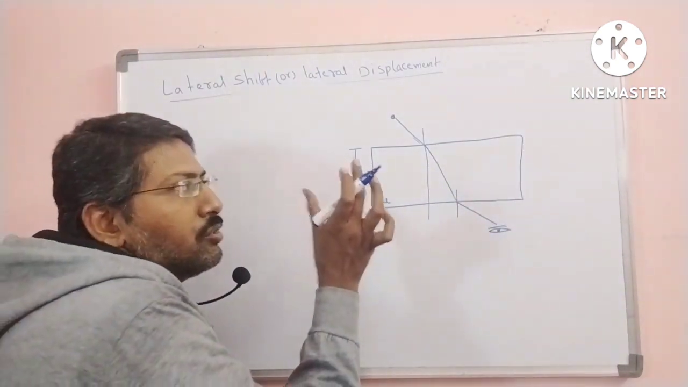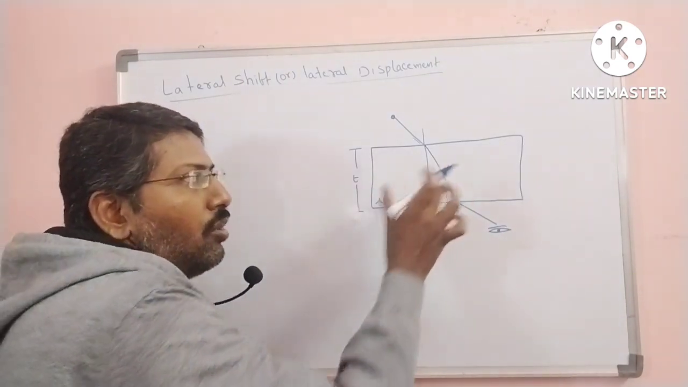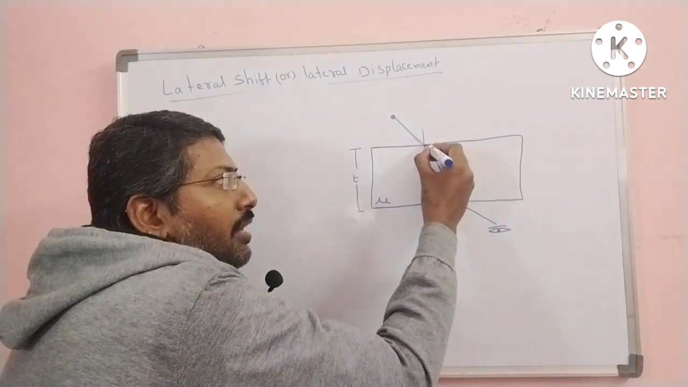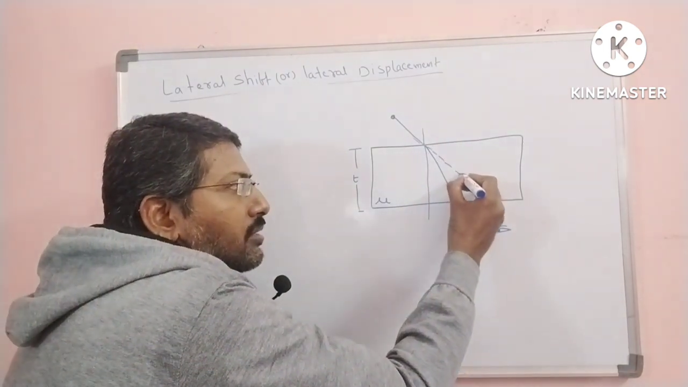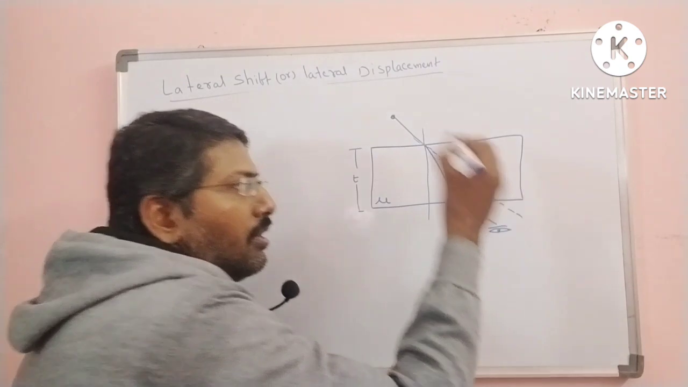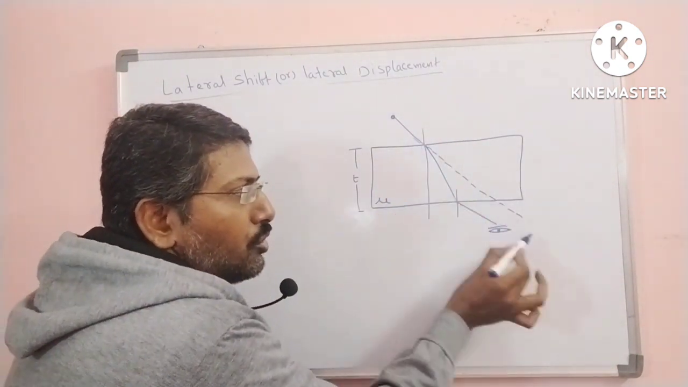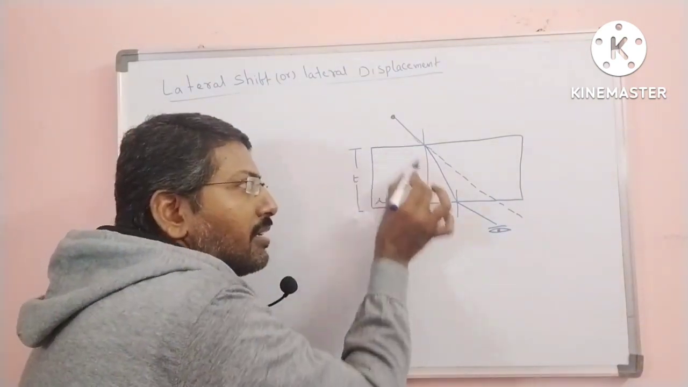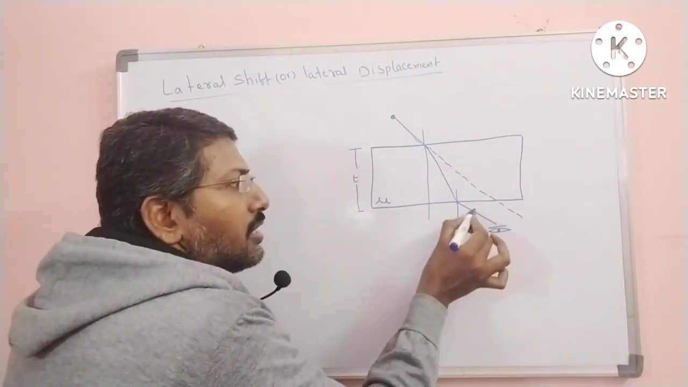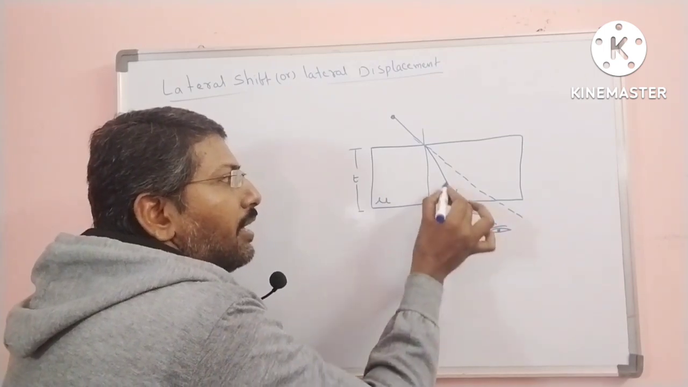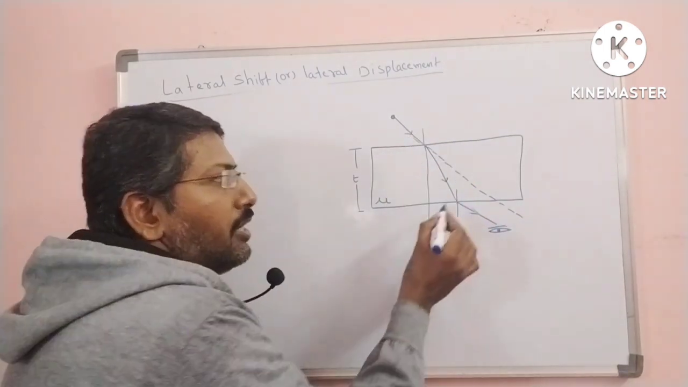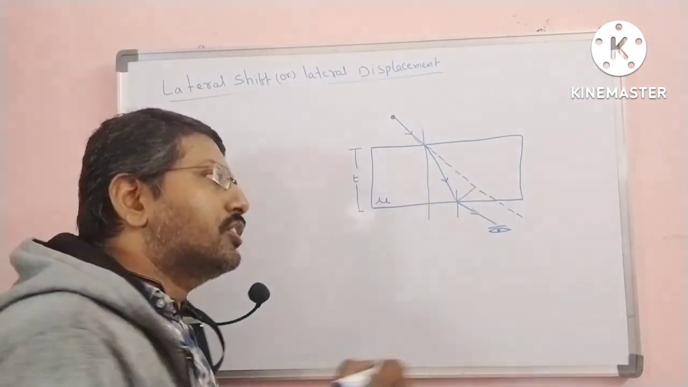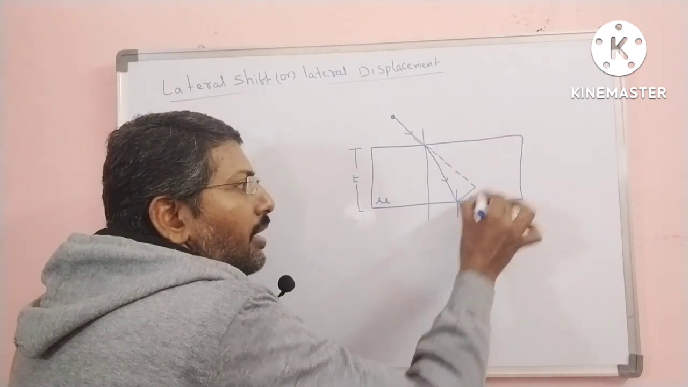Next, if there is no glass here, what happens? If the glass slab is not there, the light rays travel like this, without the glass slab. With the glass slab, it travels like this. So if you observe here, this is the lateral displacement or lateral shift, which I represent by x.